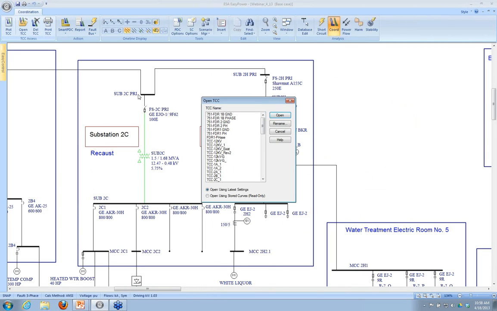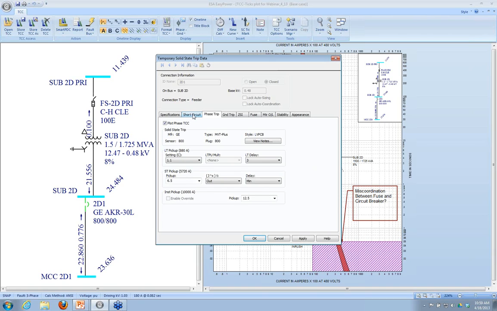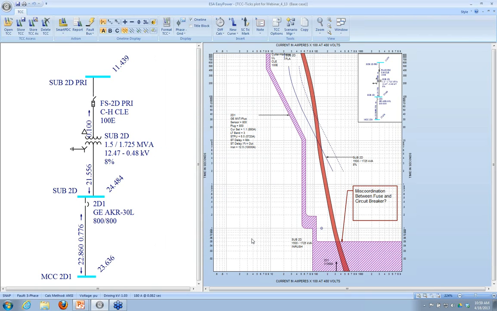So what we can do in EasyPower is we have the concept of these tick marks. I can come in here, go to the circuit breaker data, under the short circuit tab, and down here I have TCC ticks for phase short circuit currents. I have three options: momentary, interrupting, or 30 cycle, depending on which short circuit network you want to use. I'm going to pick the momentary. That's the highest value because I have instantaneous trip. If I select that, then I see this little arrow down here. Again, if I hover over the arrow, it tells me that this is for 2D1, which is this breaker. It's asymmetrical current, and it's 31,368. This is the highest possible current that this breaker can see in my system.